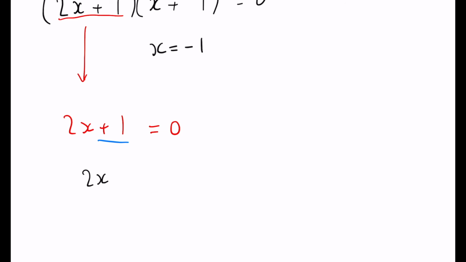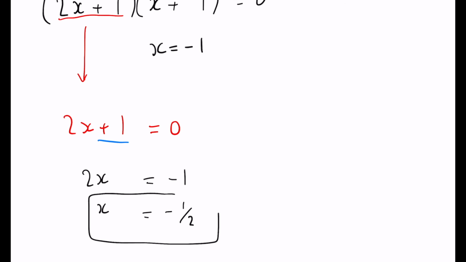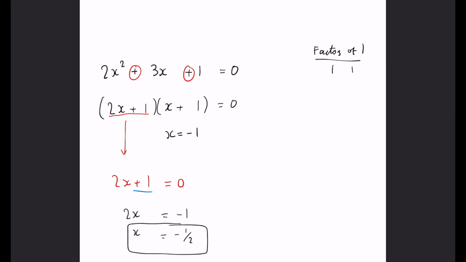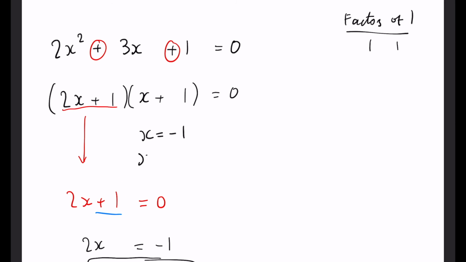So 2x equals minus 1. And if we've got 2x equals minus 1, to get x, we need to divide that by 2. So x is going to be minus a half, like this. So that is going to be our other solution. X equals minus 1, and x equals minus a half.